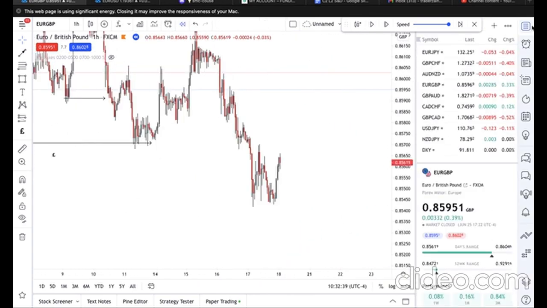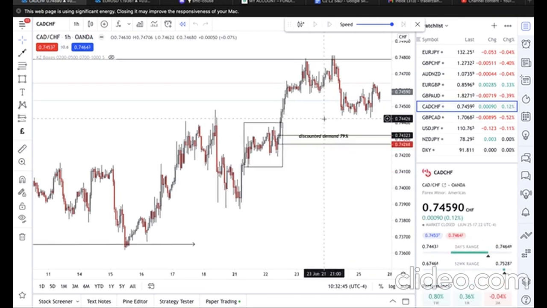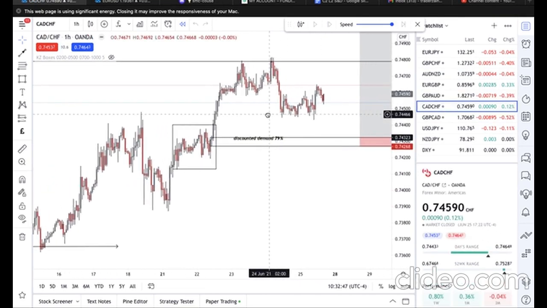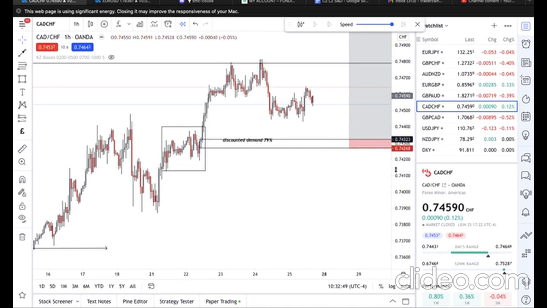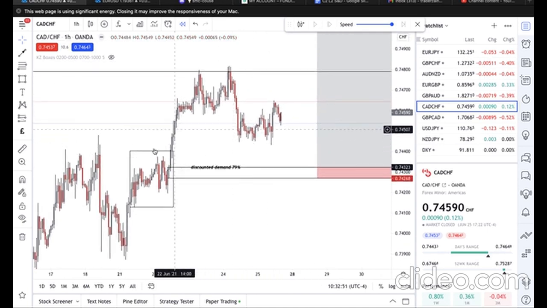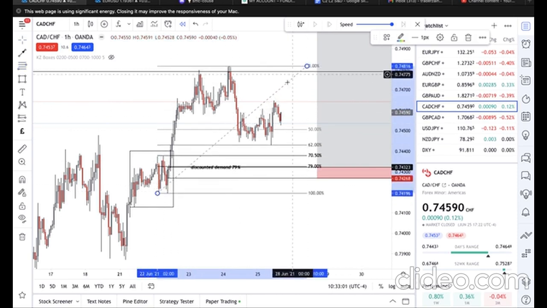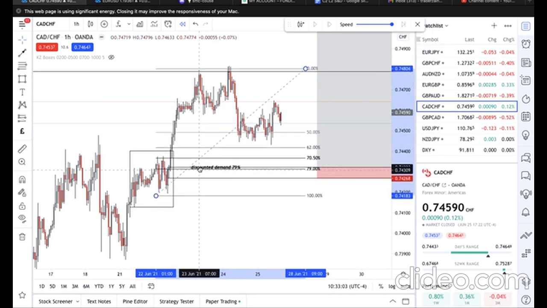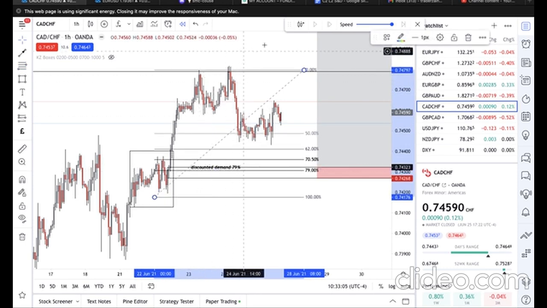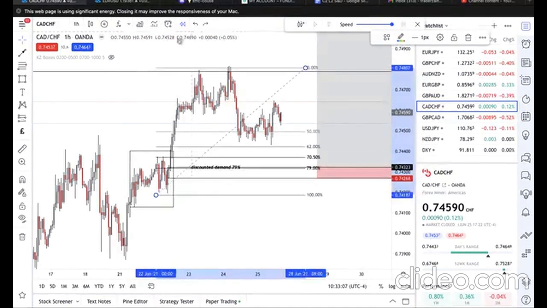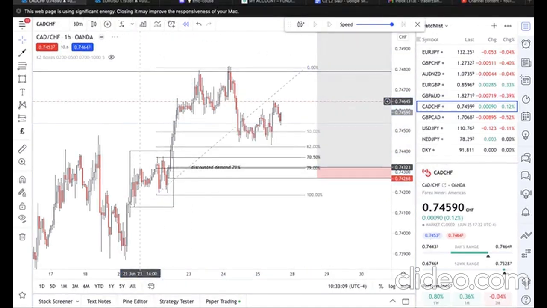And let's go for one more example. CAD CHF, do we have anything for that? Now, I didn't take a trade yet, but I'm looking at this setup. Why am I looking at this setup? Simple. We have imbalance. We got that break of structure, right? And if we fib it up from the low to the high, what can we identify? A discounted demand, right?